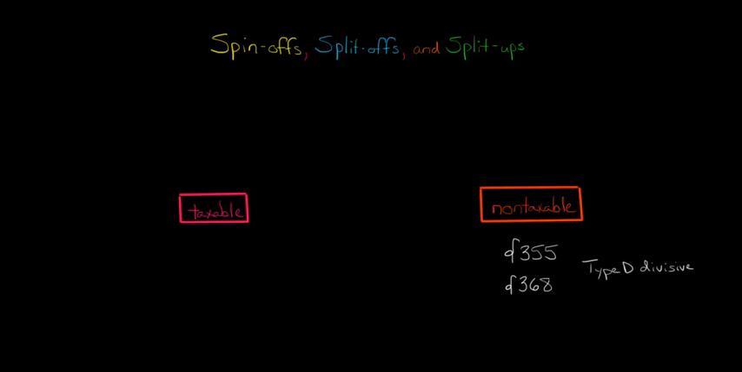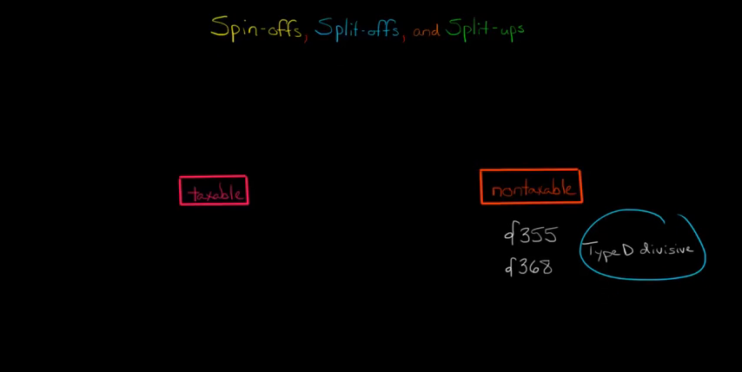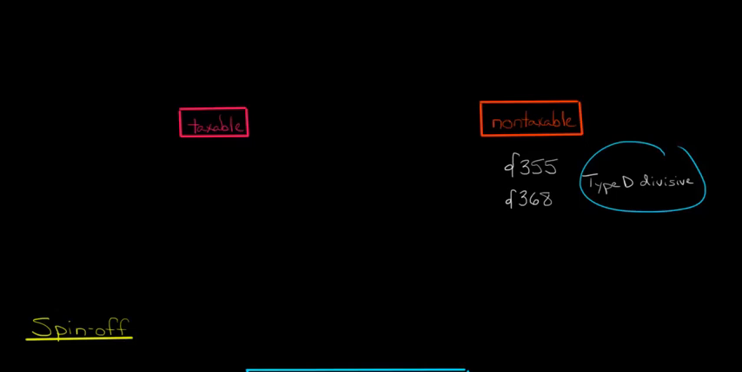In this video, we're going to discuss the structure of spin-offs, split-offs, and split-ups. Spin-offs, split-offs, and split-ups can be either taxable or non-taxable. To be non-taxable, they're going to have to qualify under Section 355 and Section 368 of the tax code, and you'd likely see them as a Type D divisive type of tax-free reorganization. But I'm just going to talk about the basic format and how they're set up.